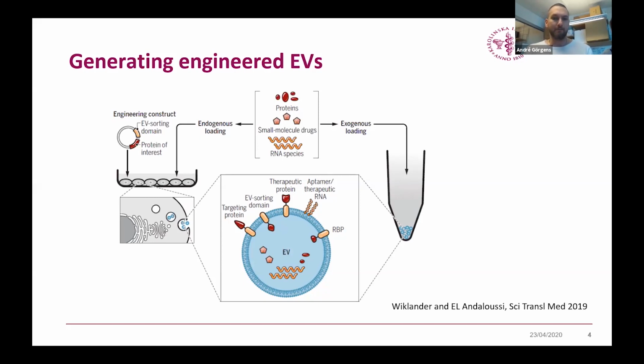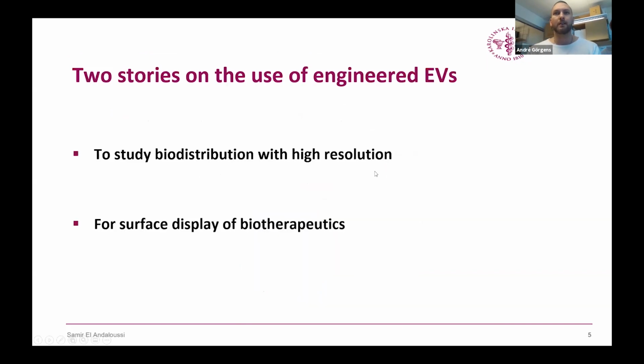On the right side, basically, you take instead EVs that have already been isolated, cells have not been engineered, and you put these molecules into the EVs. And that is then referred to as the exogenous loading approach. So the two stories I will tell you today: the first one will revolve around how we can use EV engineering to study biodistribution with high resolution in rodents. And the second part of my talk will be on the surface display of biotherapeutics for treatment of inflammation.